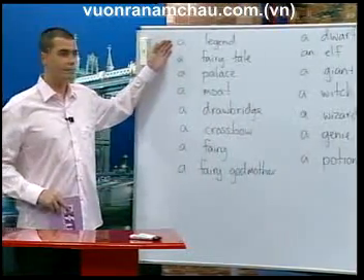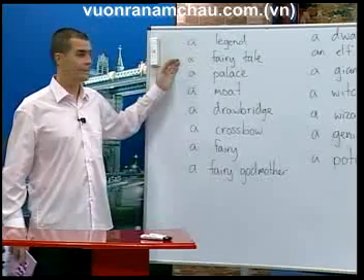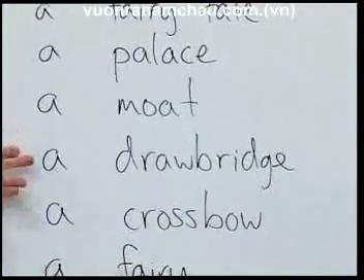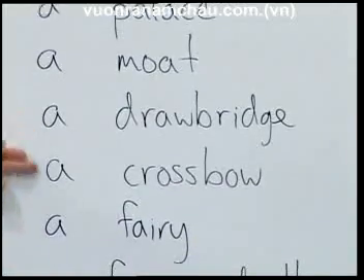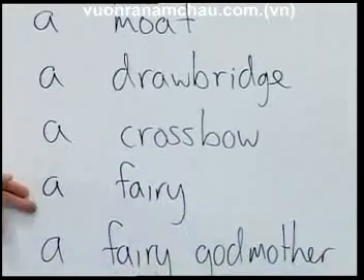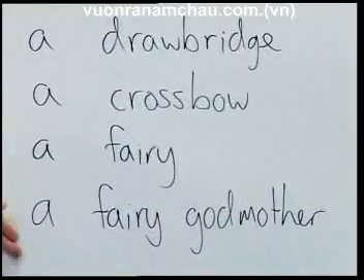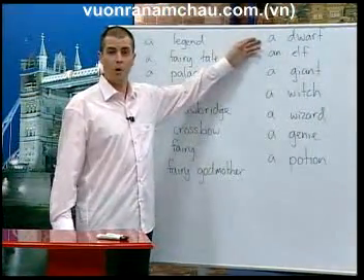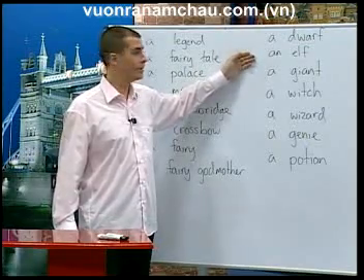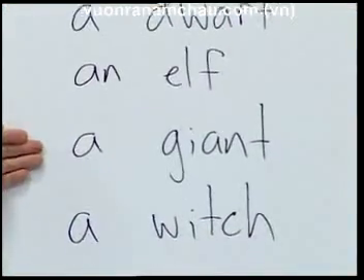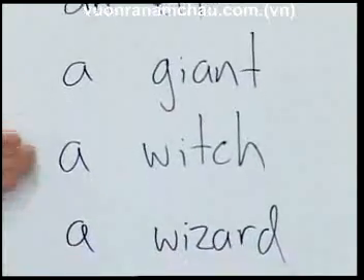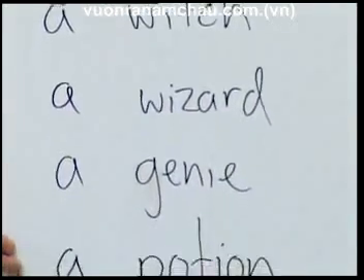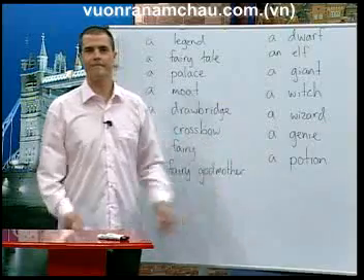Okay, let's go over these words now. A legend. A fairy tale. A palace. A moat. A drawbridge. A crossbow. A fairy. And a fairy godmother. A dwarf. An elf. A giant. A witch, a wizard, a genie, and finally, a potion.